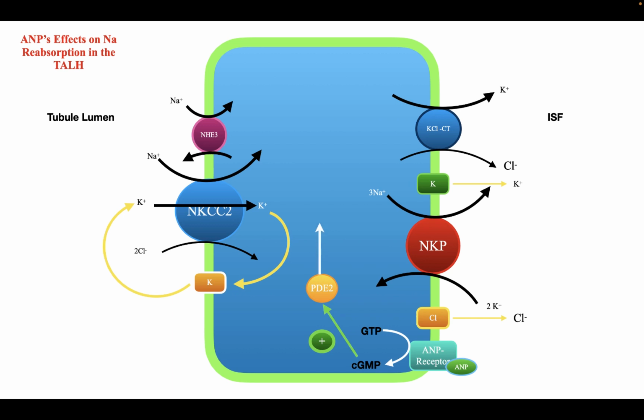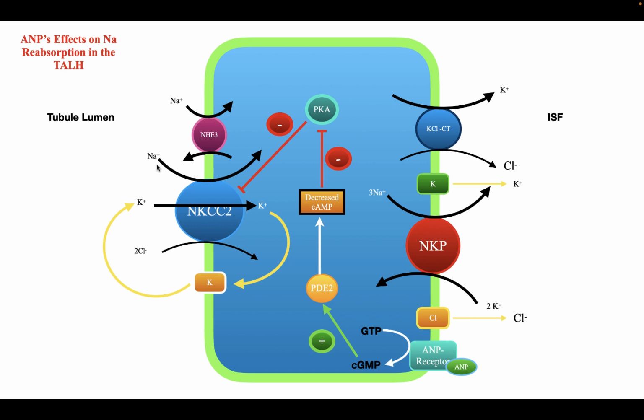And as a result of this, the amount of cyclic AMP inside the cell is decreased. This decrease in the level of cyclic AMP will decrease the activity of protein kinase A. And when the activity of protein kinase A is decreased, this will decrease the activity of NKCC2. So if the activity of NKCC2 is decreased, this means that NKCC2 brings in less sodium into the cell. So therefore, it decreases sodium reabsorption.